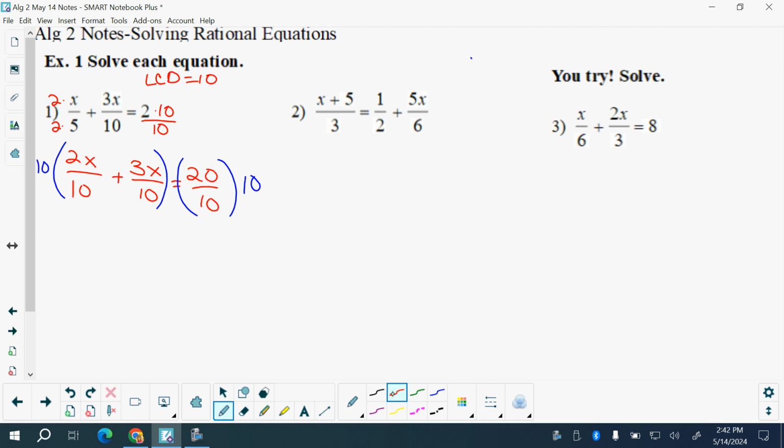So the 10s cancel here to give us 20. And then we're multiplying all of this by 10. So this cancels with both of them because we're multiplying this by this one and by that one. Does that make sense? It gets rid of our denominators. So we're left with 2x plus 3x is 20. What's our next step? Yep. 5x is 20. Divide by 5, and x is 4.